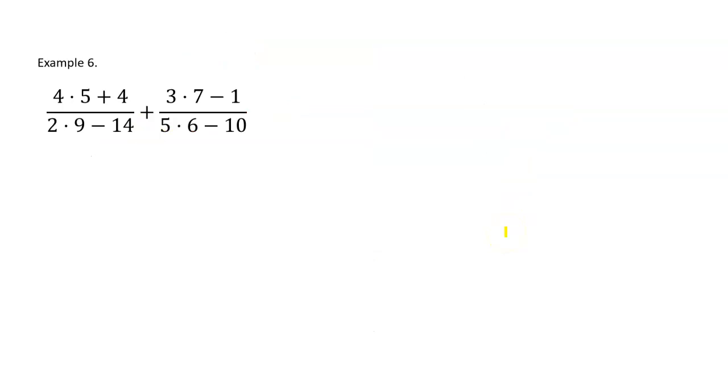All right, the next example, you can see we have two divisions. But the division symbols they used here are horizontal lines. So in that case, the top and the bottom are separated. So we have to work out what's in the top and what's in the bottom, for each. And also in the top, notice we have multiplication, which has higher priority than addition.